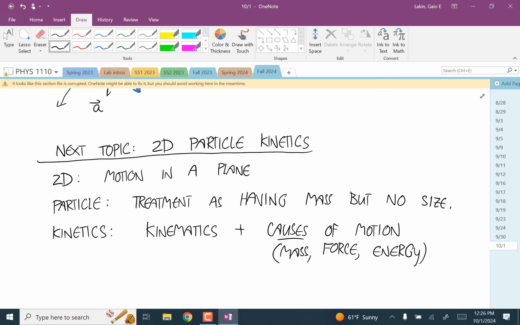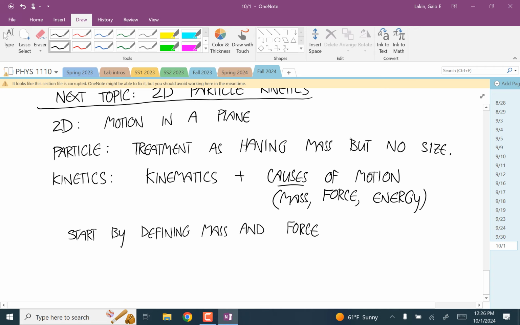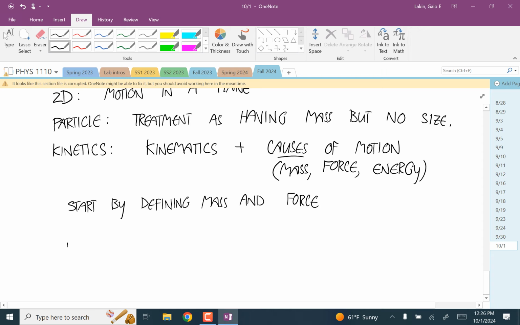And so before we can get into calculations, I have to define mass and force. And I'm going to start with the relatively simpler one, mass. Okay, so mass.